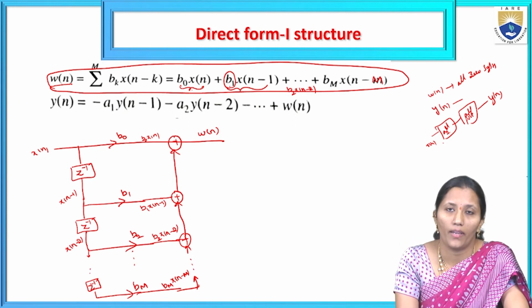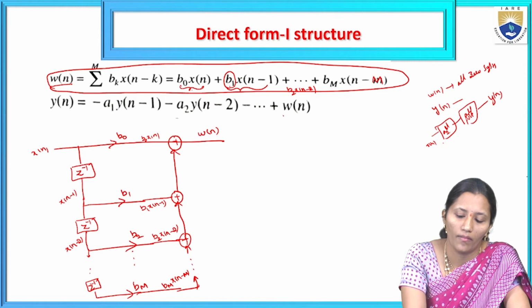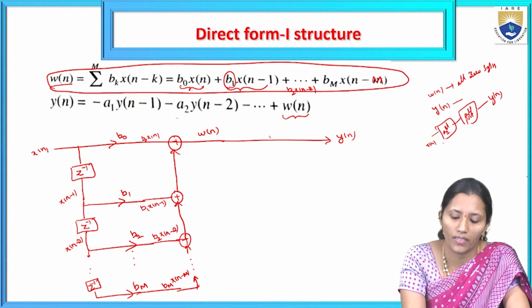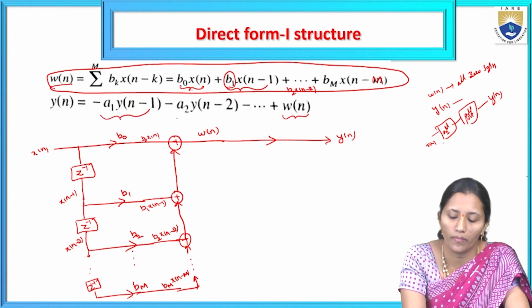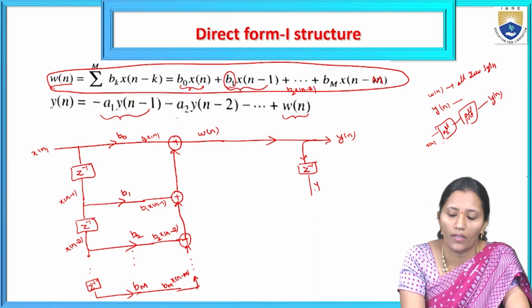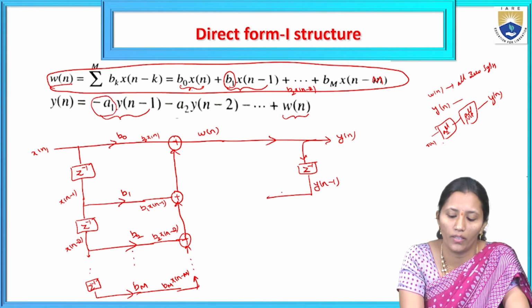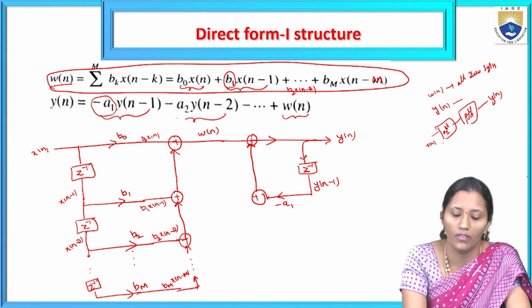So this is the w of n term, formed from the present and past inputs. Here the y of n depends on past outputs as well as w of n. So w of n is directly added to y of n, and y of n has the term minus a1 y of n minus 1. From y of n, we get y of n minus 1 by giving it to the one delay element. The coefficient for y of n minus 1 is minus a1, so for that we use the scalar multiplier, with coefficient minus a1. This will be added here.